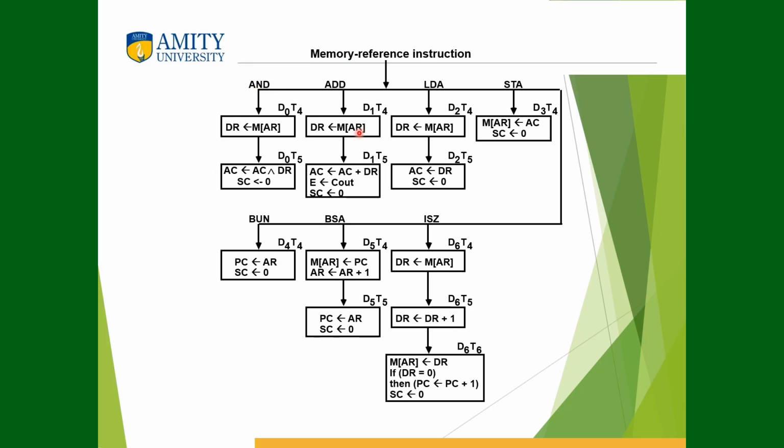For ADD we again transfer the data from memory to DR, and then we have the adding in the accumulator. We get the carry bit in E and the sequence counter is set to 0. Similarly, each of these operations are performed, and this is how the instructions are carried out step by step. You can go through them and try to understand the concept of how each and every instruction is executed.